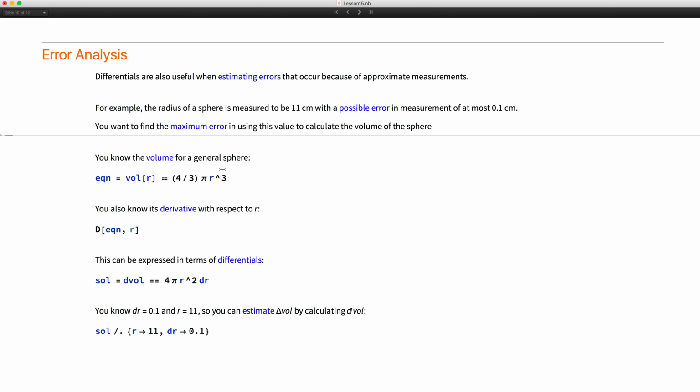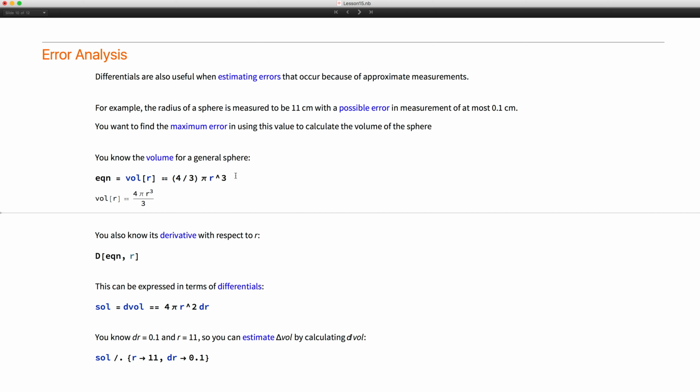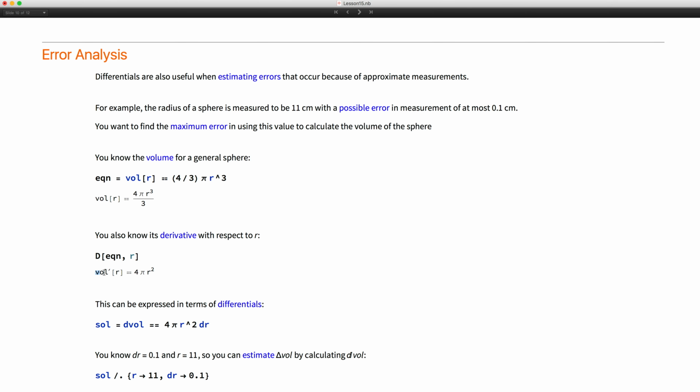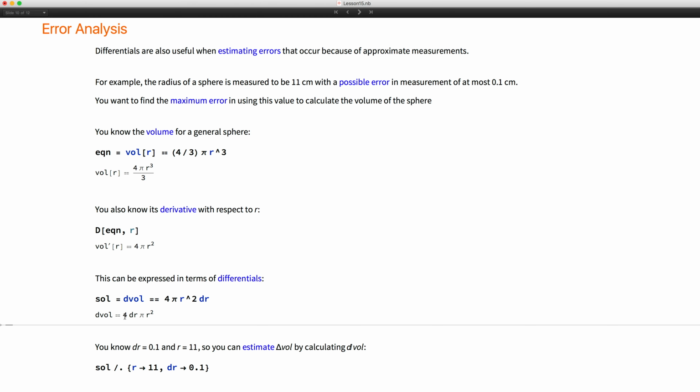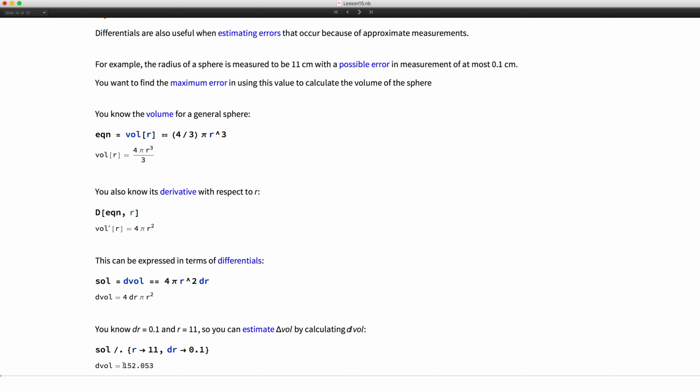Now, the volume of a sphere is 4/3 pi r cubed. So you differentiate that equation. Now, volume prime is the same as d volume over dr. So you can rewrite the equation as d volume equals 4 pi r squared dr. And then because r is 11 and dr is 0.1, that's the error, you can work out the error in the volume. And it turns out to be 152 approximately.